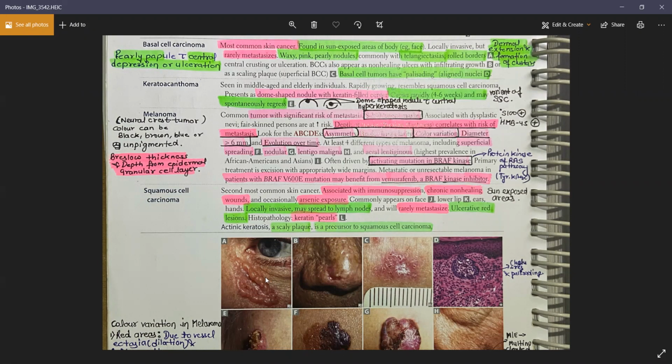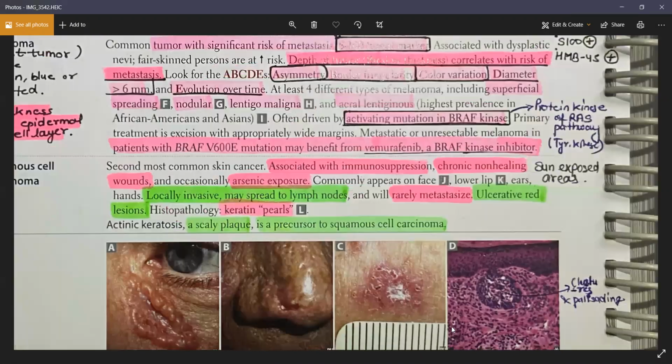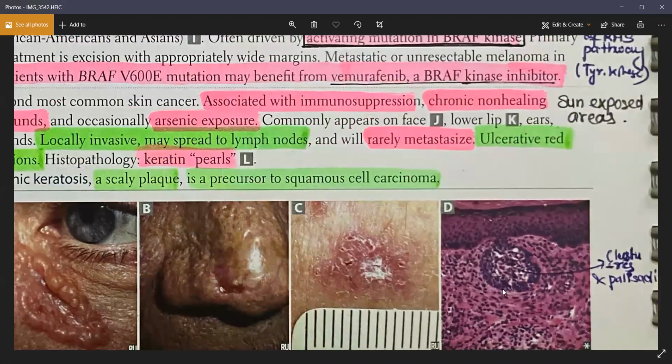They have these rolled up borders, as you can see. These borders are very much rolled up. Once you do the biopsy of the patients, you will get the nests of these cancerous cells, as you can see. At the periphery, you will have the palisadings, and in the center, you'll have this mass. Very important: the basal cell tumors have palisading nuclei. If you zoom in on this figure, you can see these parallel stackings. These are the palisadings you will get.